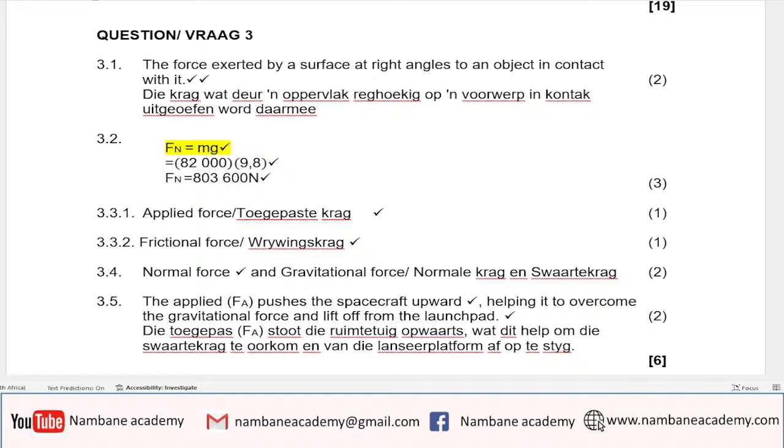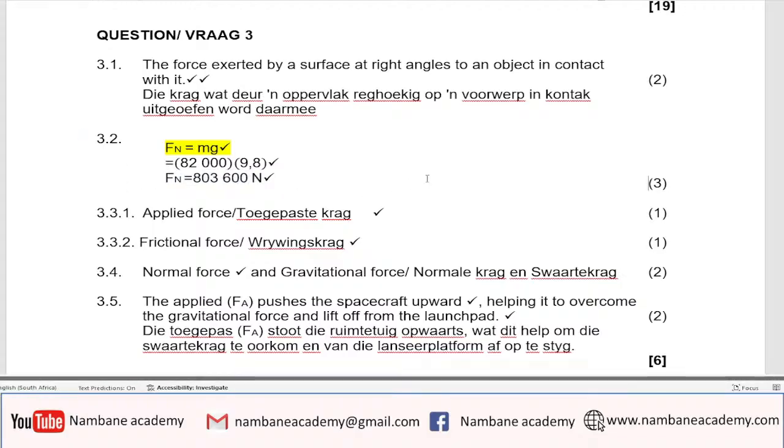3.2, calculate the normal force exerted on the spacecraft if it has a mass of 82,000 kilograms. Here we are going to relate normal force is equal to gravitational force, which is equal to mass times gravity. That should give the normal force to be equal to 803,600 Newton.